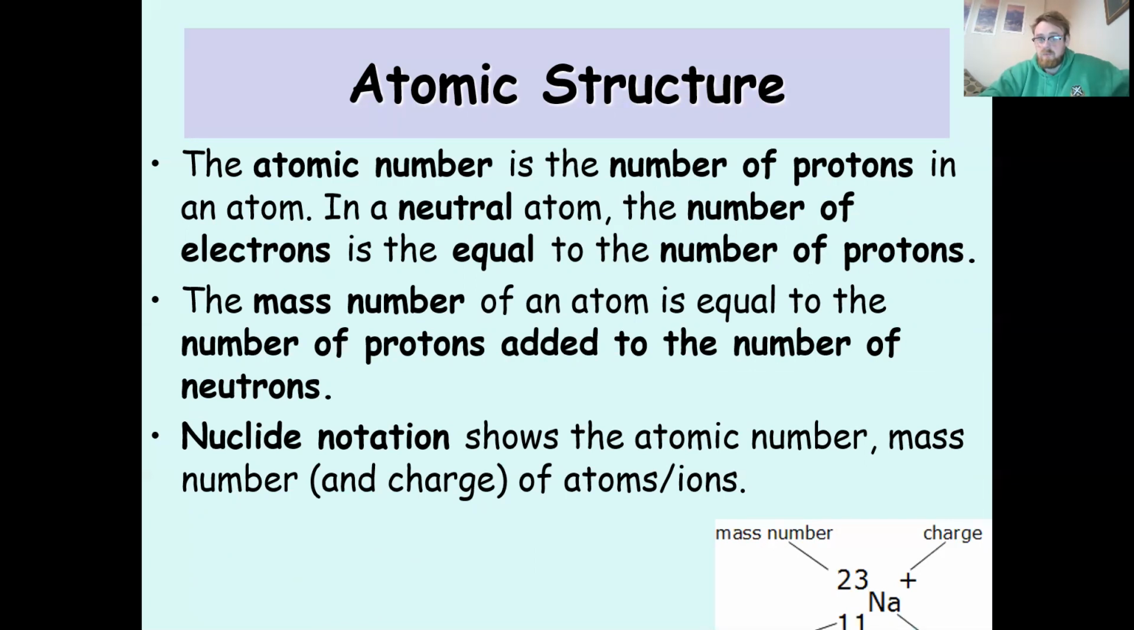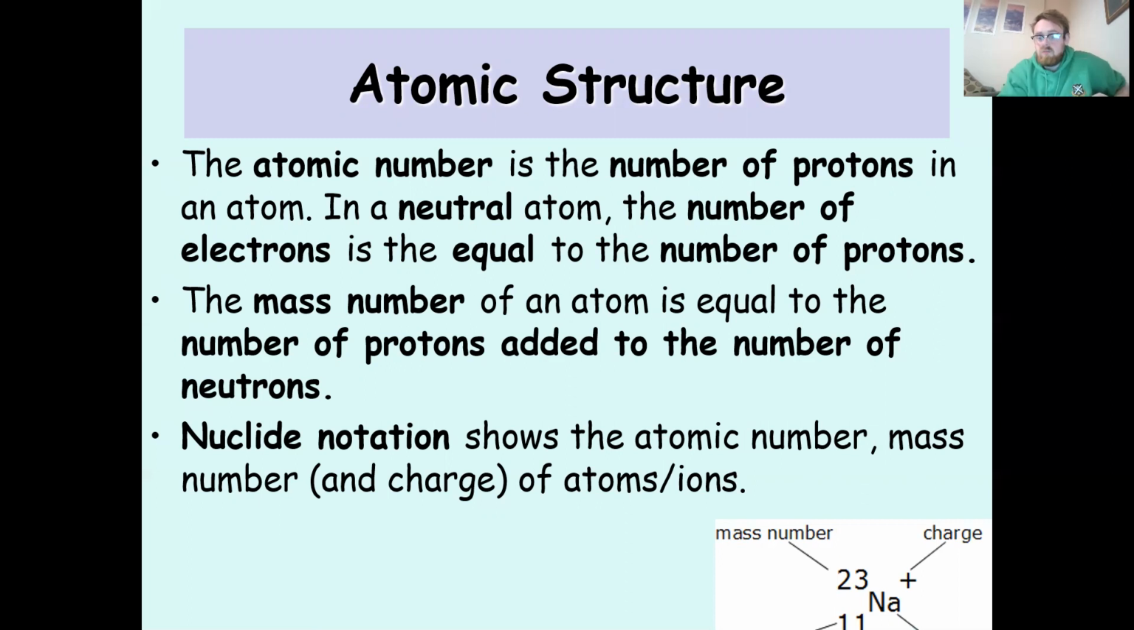It's something else. Remember that in a neutral atom, the number of electrons is equal to the number of protons. That's because the charges cancel out. So if you've got 5 protons, you will always have 5 electrons. 5 positive, 5 negative, cancel out.